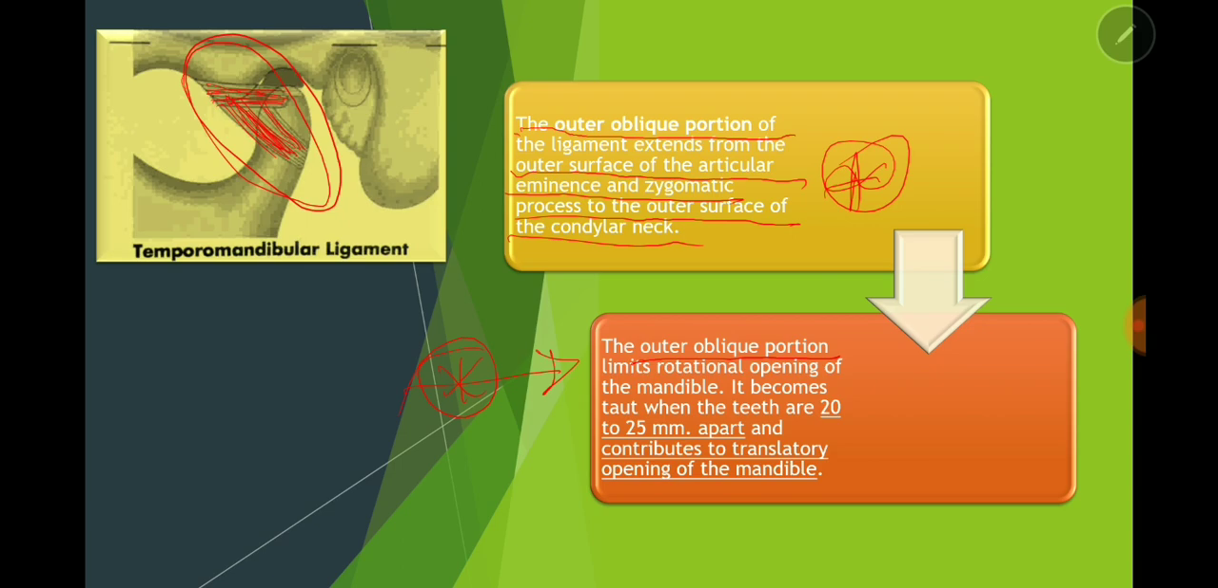The oblique portion of the temporomandibular ligament becomes taut, becomes tight, when the teeth are 20 to 25 millimeters apart and contributes to translatory opening of the mandible. So because it becomes too tight, that's when the condyle goes into translation.